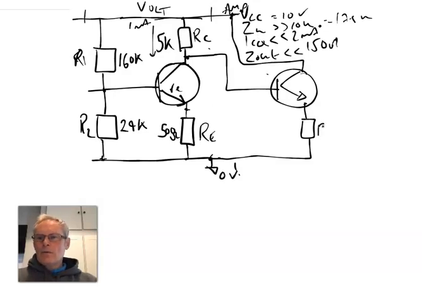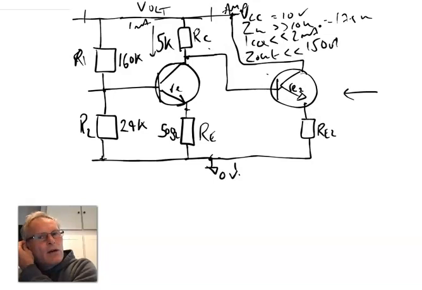Now this we will call RE2, and this we will call little re2. What can we say now about this output impedance? Well, the output impedance, if we looked at an AC model of this, would say that the impedance looking in is the RE2 and the little re2 in parallel with the source impedance, so the output impedance of this amplifier.